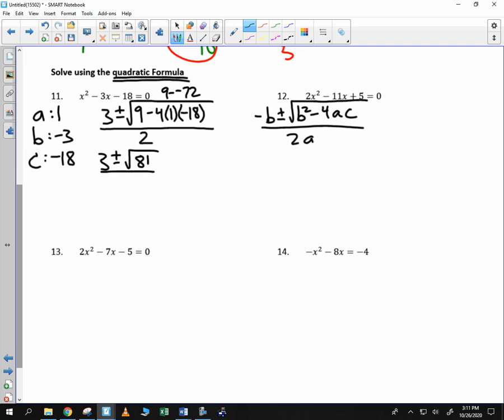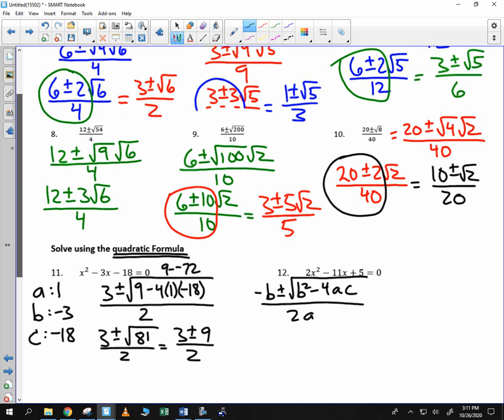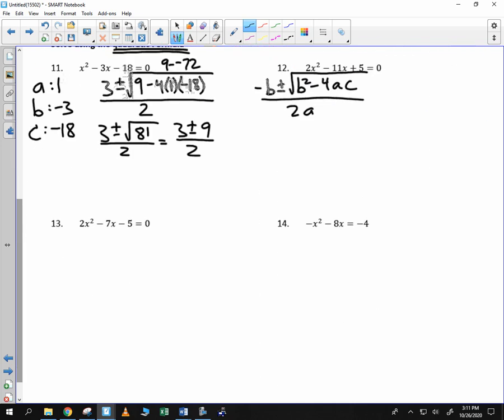All divided by 2. So we get 3 plus or minus. Notice you can take the square root of 81 to get 9 divided by 2. It's a perfect square root. Instead of simplifying it like we did above, just find the two results. Your two answers are 3 plus 9 divided by 2 and 3 minus 9 divided by 2.